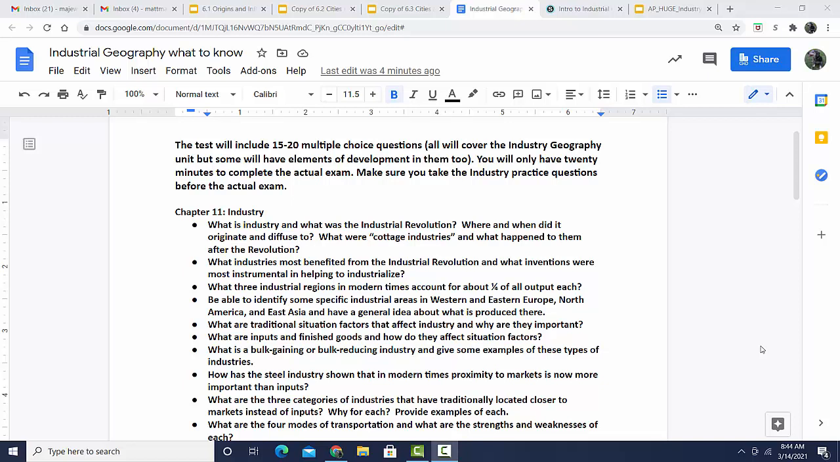Like I said, industry is an important part of Unit 7, but it is only about half of it. I would say, based on the new CED, it's actually a little less than half of this particular unit. Okay, what is industry and what was the Industrial Revolution? Well, industry is the development of manufacturing or manufactured goods. It's when a country is in a position where they are taking raw materials and converting those into finished products or manufactured goods.